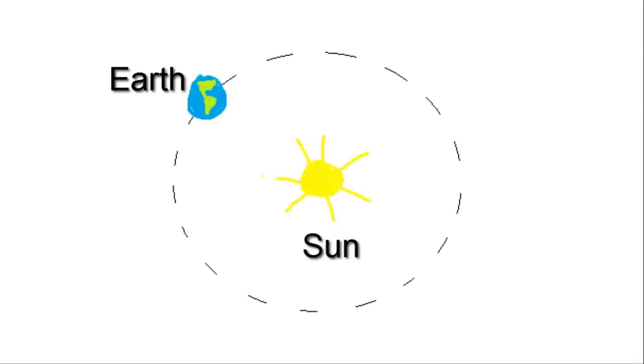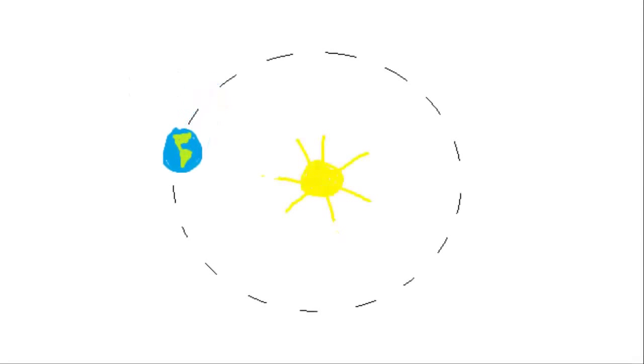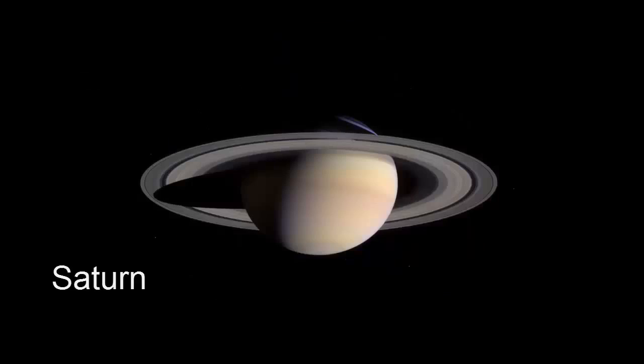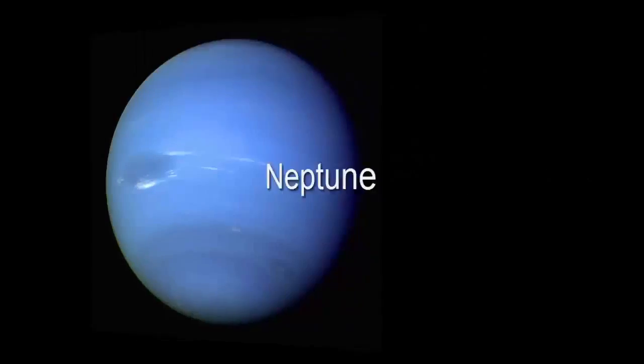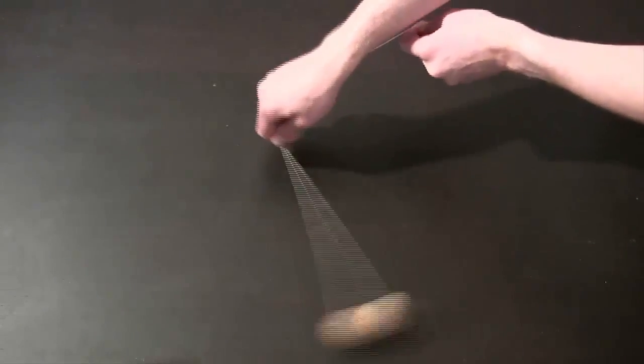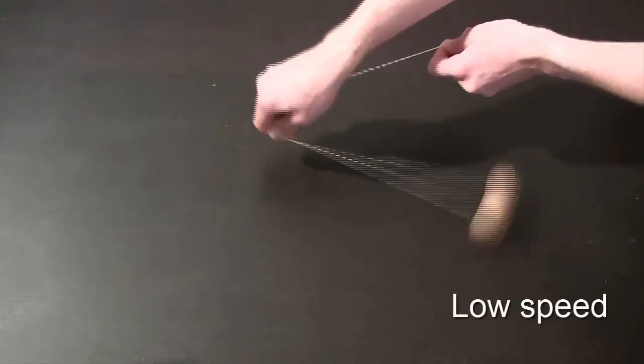The same happens with Earth and the Sun. Due to Sun's gravity, the Earth travels around the Sun in an almost circular orbit about once per year. And the rest of the planets of the solar system, like Mars, Saturn, Jupiter and the others, also follow this kind of trajectory.